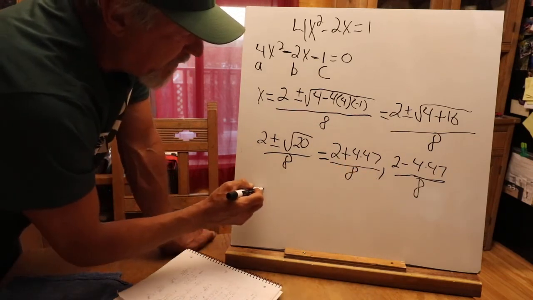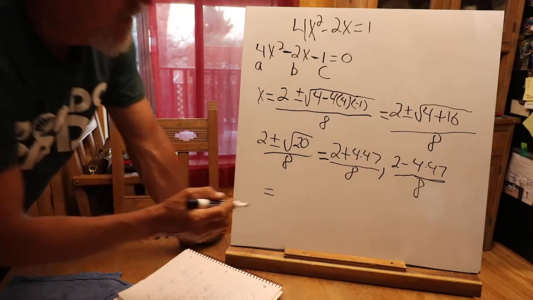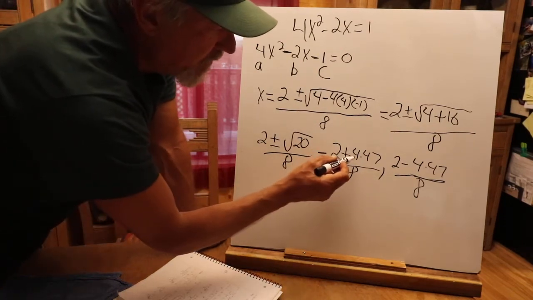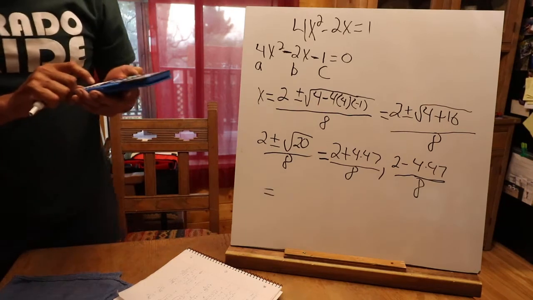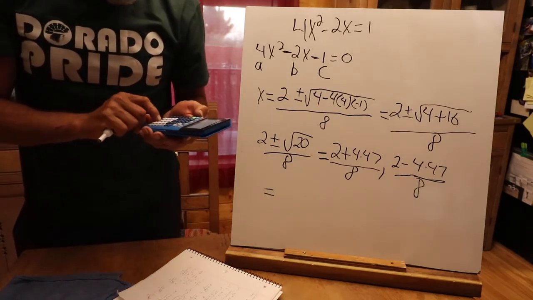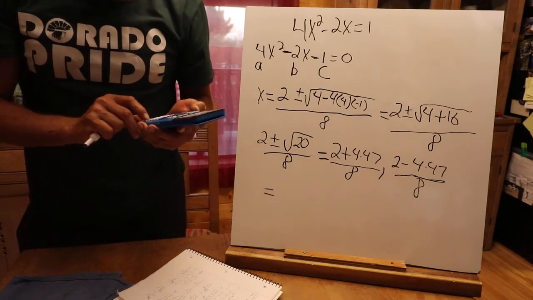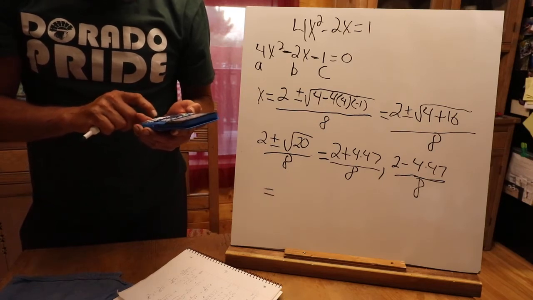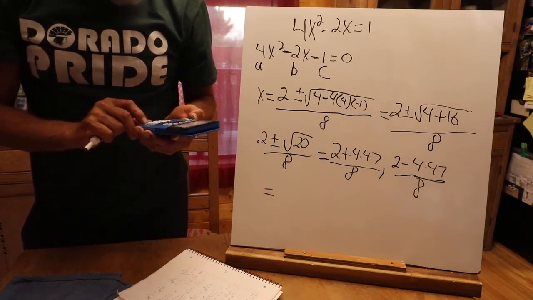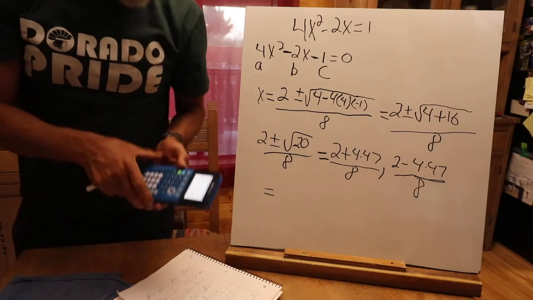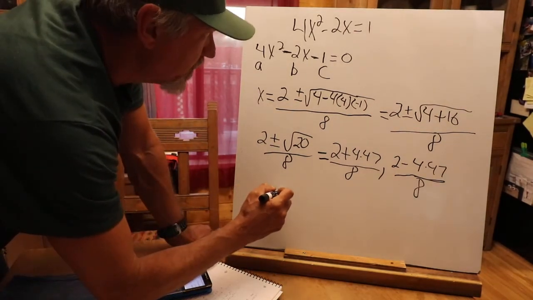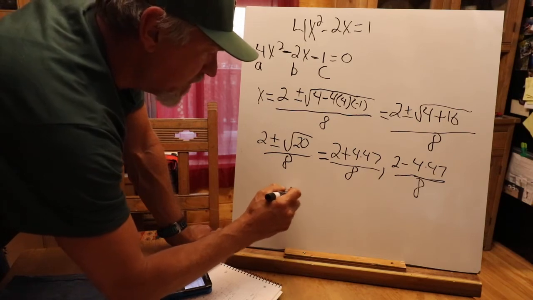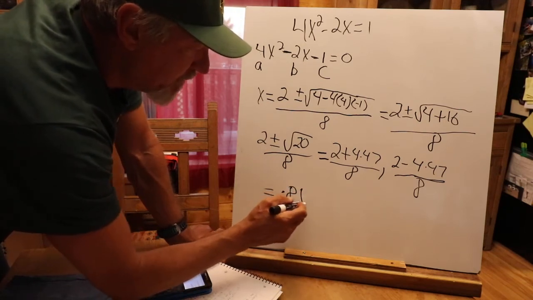My final answers, I'm going to do 2 plus 4.47. I'm going to divide it by 8. And I'm going to get one answer. So 2 plus 4.47. Get my answer and divide it by 8. And I get 0.81. So one of my answers is 0.81. Remember, 2 decimal places.